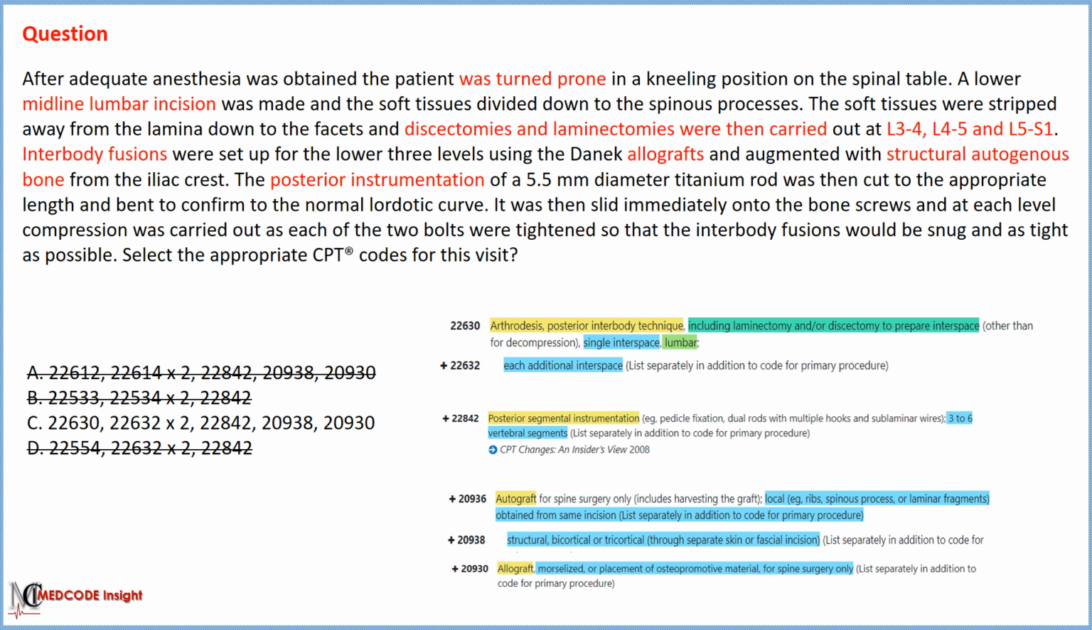In the given scenario, since orthodesis of three interspaces is performed, we use 2 units of the add-on code 22632 for each additional interspace. Add-on code 22842 is for posterior segmental instrumentation for 3 to 6 vertebral segments. Add-on code 20938 is for autograft for spine surgery, only structural bicortical or tricortical, and add-on code 20930 is for allograft morselized or placement of osteopromotive material for spine surgery only.